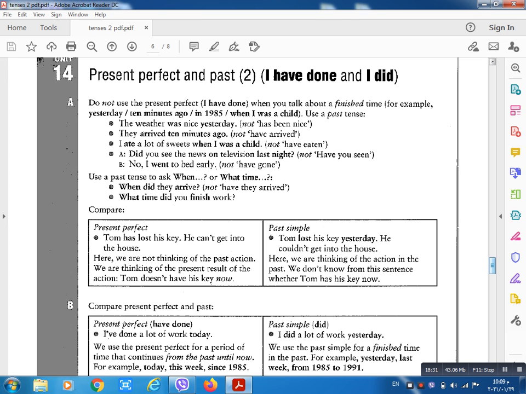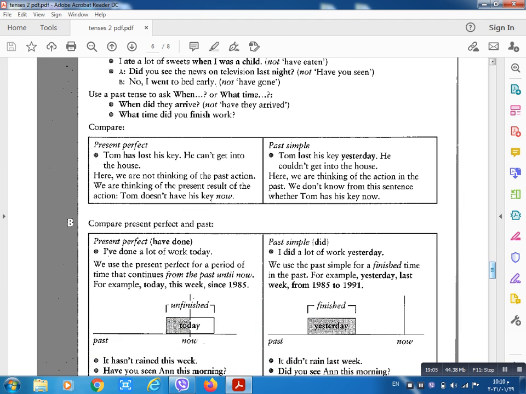What if I want to express in 1985, when I was a child? All of those expressions, dear students, show that I am talking about certain previous actions that happened in the past. There is no connection with now. That is why I have to use the past simple. Look at this comparison. Present perfect: Tom has lost his key. He can't get into the house. Past simple: Tom lost his key yesterday. Look, he couldn't get into the house.